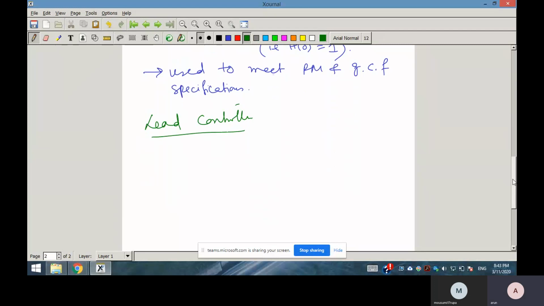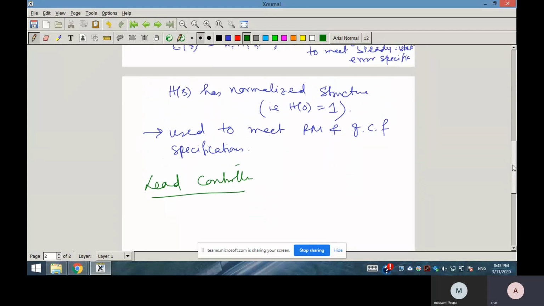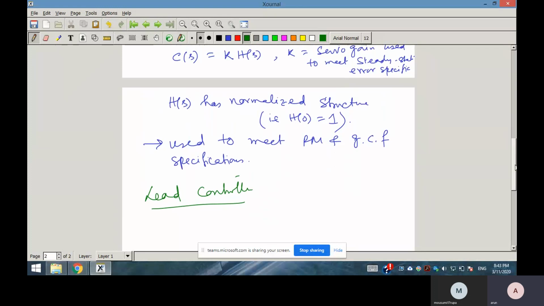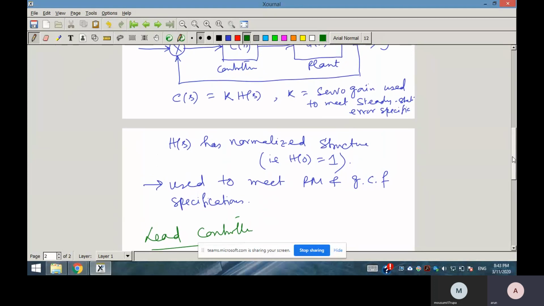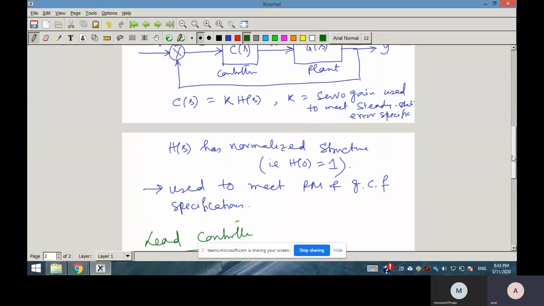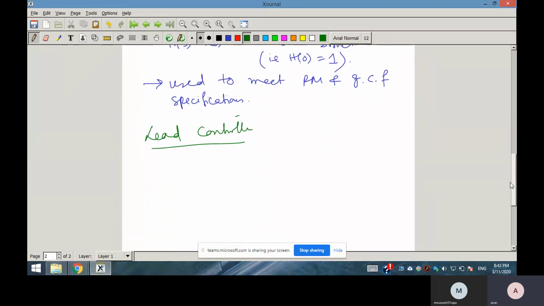So we are interested in H(s) only. At the end, after discussing lead-lag and lag-lead controllers, we will be considering how to design K, and given a problem, how to design K as well as H(s) together.